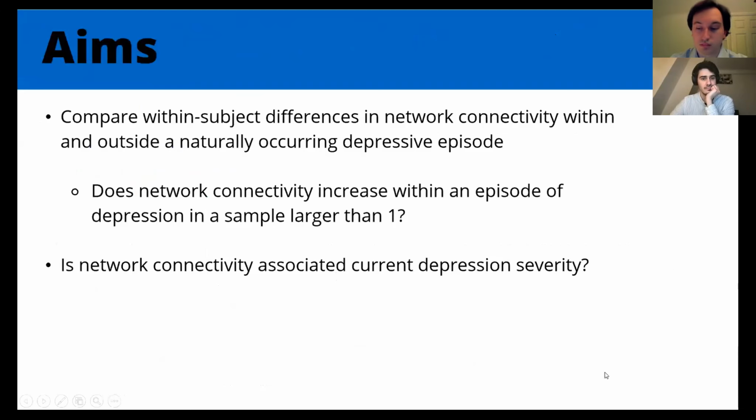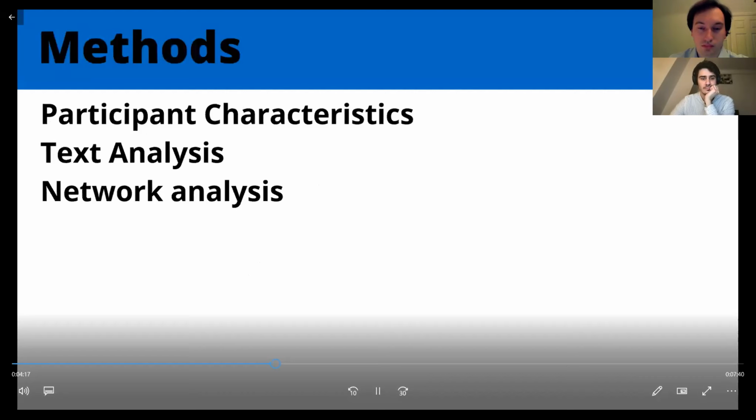So the aims of this study were to compare within subject differences in network connectivity between and outside a naturally occurring depressive episode. And in that context, we were interested in whether network connectivity increases within an episode of depression in a sample size larger than 1, as well as the fact we were interested in whether network connectivity is associated with current depression severity. So moving on to some of the methods.